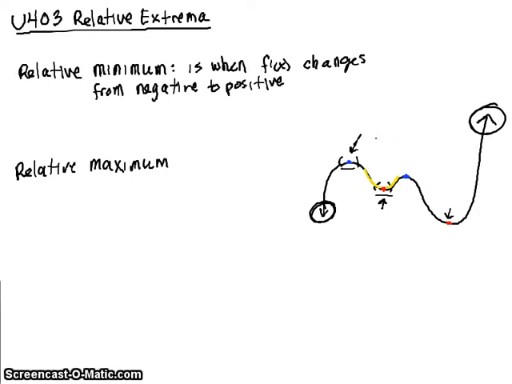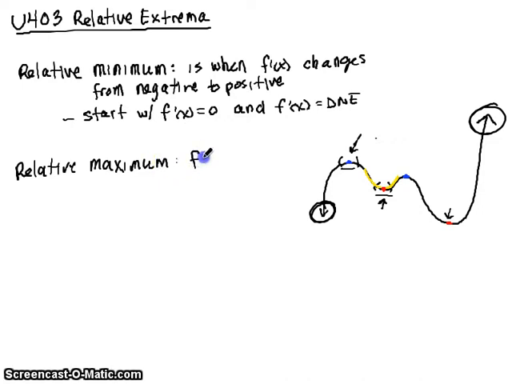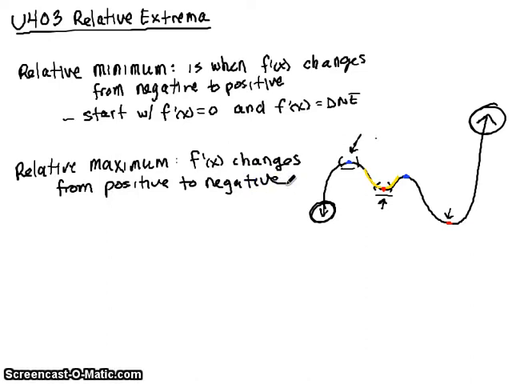So just like when we were trying to find increasing and decreasing, because that's all we're doing here, we're just trying to find when f changes from a decreasing function to an increasing function. We want to start with f prime of x equals 0 and f prime of x is undefined. DNE just means does not exist. So same idea for a relative maximum. That's when f prime of x changes from positive to negative. And we want to start the process the same way. We want to think about when f prime of x equals 0 or when f prime of x is undefined.